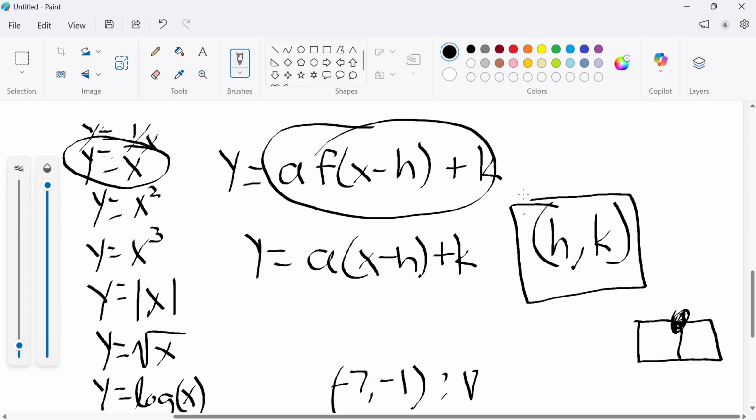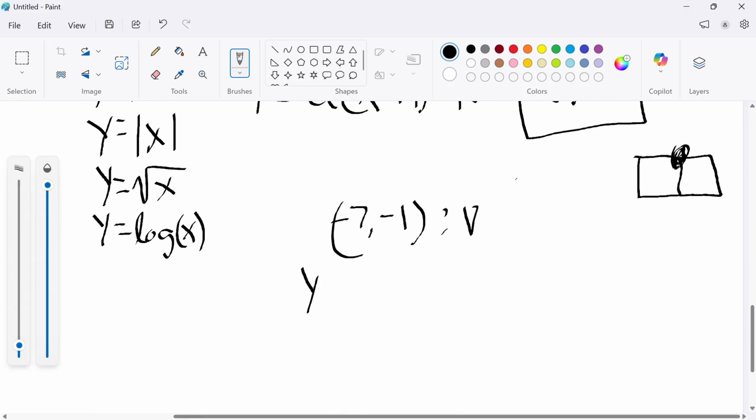And here's the equation. I know the parent function is y equals x. So this shifted and dilated function is going to be a times x minus h plus k.